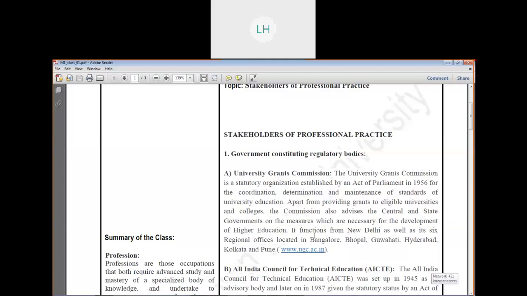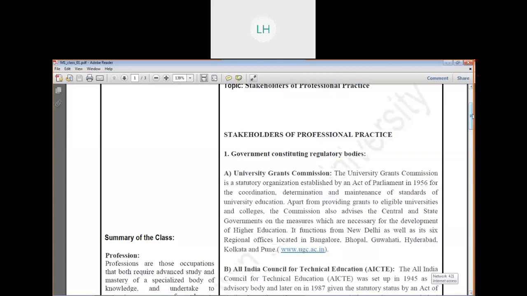It is located in New Delhi, its headquarters. It functions from New Delhi as well as from 6 regional offices located in Bangalore, Bhopal, Guwahati, Hyderabad, Kolkata, and so on. In these notes I'm collecting all this very basic information for you. If you want to know more detail about UGC, you can go through the website, which I think you have seen, www.ugc.ac.in. Go to the home page and collect the information: what is the procedure, how they work, what is their main objective.